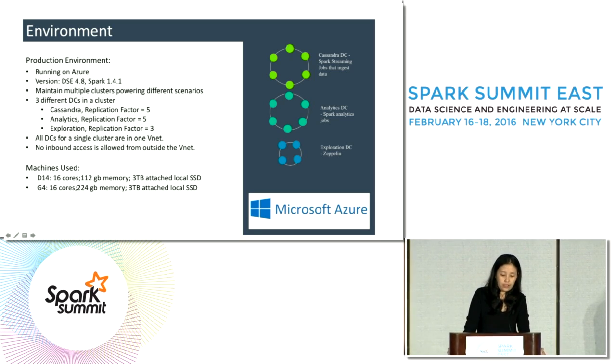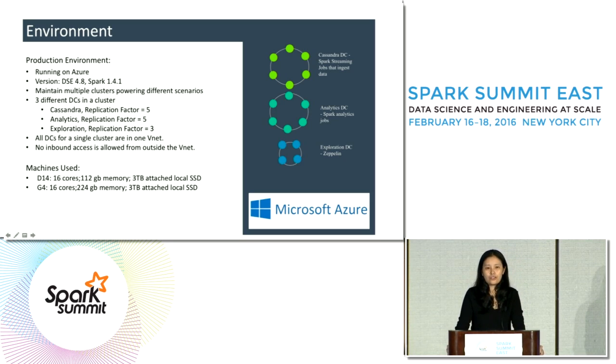For the Cassandra and the analytics DC, we have a replication factor of 5, and for the exploration DC, we have a replication factor of 3. Since we are using local quorum for all our reads and writes, we can afford 3 nodes down in our Cassandra and analytics DC, and 1 node down in our exploration DC without impacting the functionality. The ratio of the Cassandra, analytics, and exploration DC depends on the usage pattern for each different scenario. But normally, we will keep a ratio of 2 versus 2 versus 1.